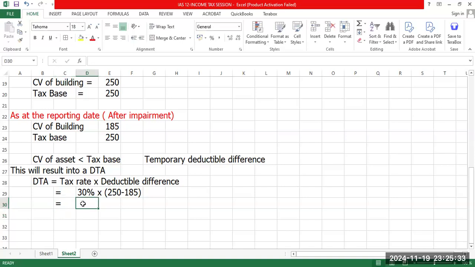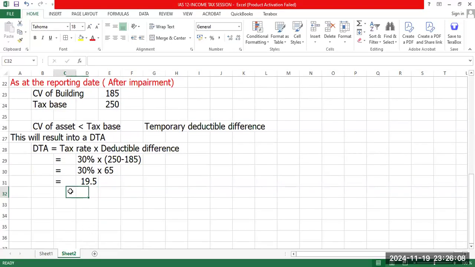Finally, how much do you get? Using your calculator, this is 30% times 65, if we get 250 minus 185. Then finally, I have 19.5. Okay, that's what I have. So that's what you will report.